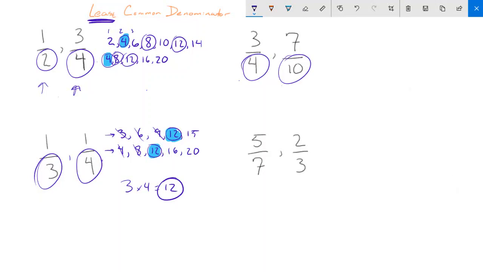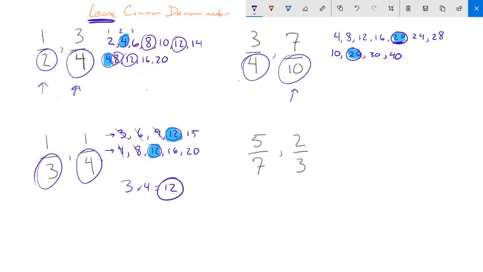So anyway, back over here to 4 and 10. 4, 8, 12, 16, 20, 24, 28. I'm going to stop here because I know my next number is 10. So multiples of 10 are really easy to spot. So I'm looking at that 20, but I'm going to show it just to prove it. 10, 20, 30, 40, and we can see 20 is the lowest multiple that they have in common, so it's the least common denominator.